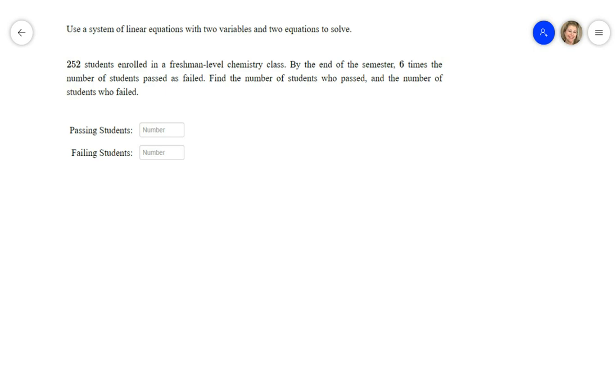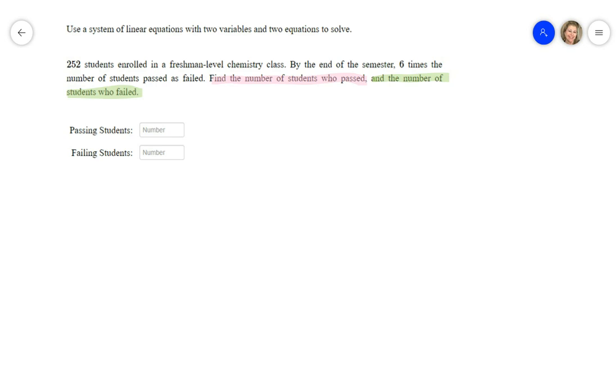And it says 252 students enrolled in a freshman level chemistry class. By the end of the semester, 6 times the number of students passed as failed. Find the number of students who passed and the number of students who failed. That's what we're looking for. Those are your two unknowns.